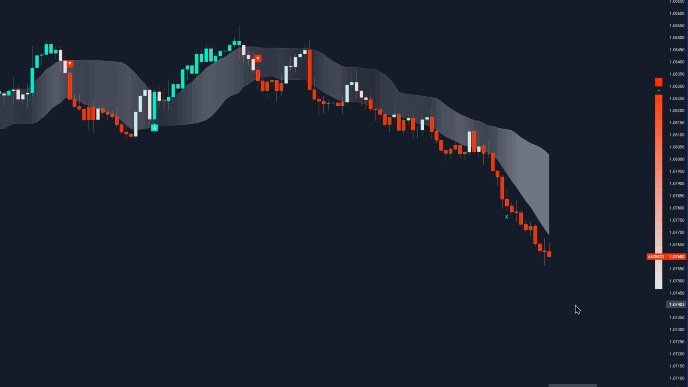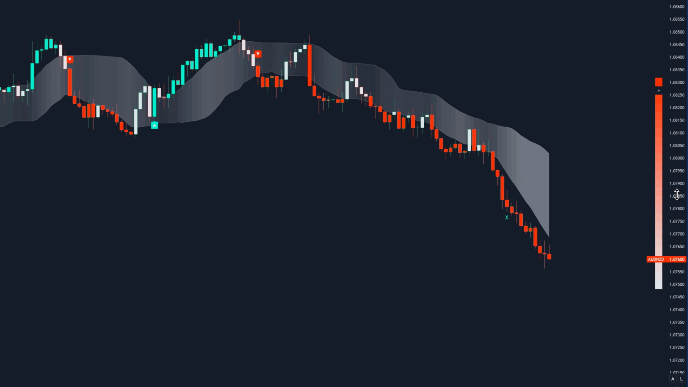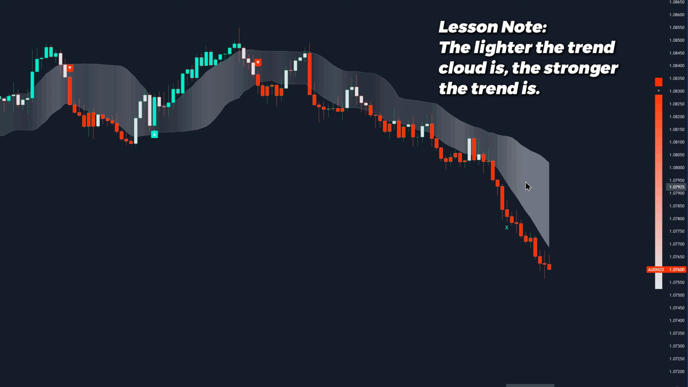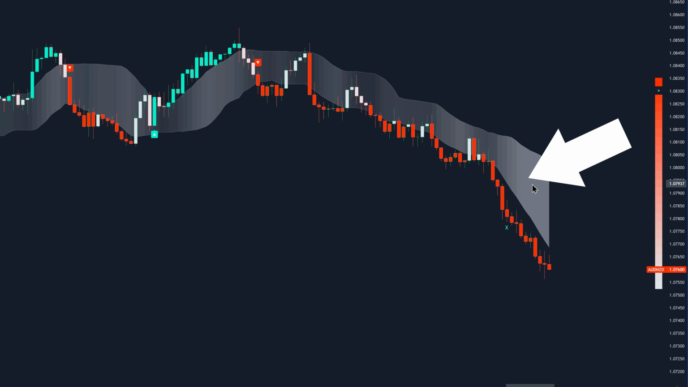Now, if you look at this trend cloud, you will realize that it is also a gradient. So in one area, it could get darker and darker, but in other areas, it gets lighter and lighter. So the lighter it is, the stronger the trend. So like here, we can see that it is gray, but the lightest shade of gray.